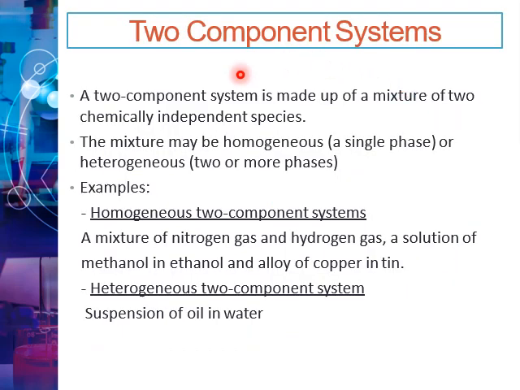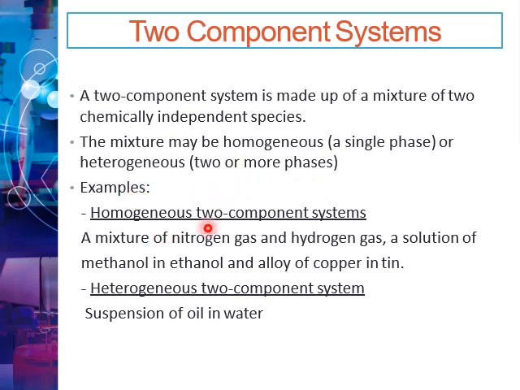Okay, a two component system is made up of a mixture of two chemically independent species. Just now, for one component system, they were homogeneous. For this one, the mixture of two chemically independent species is either homogeneous in a single phase or heterogeneous in more than one phase.